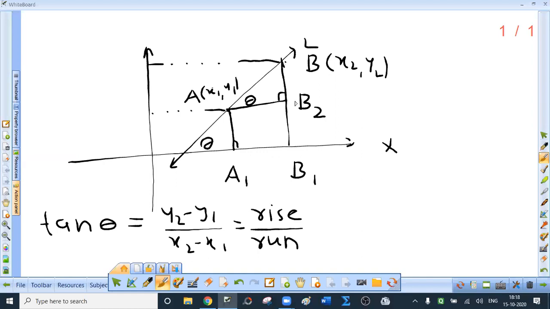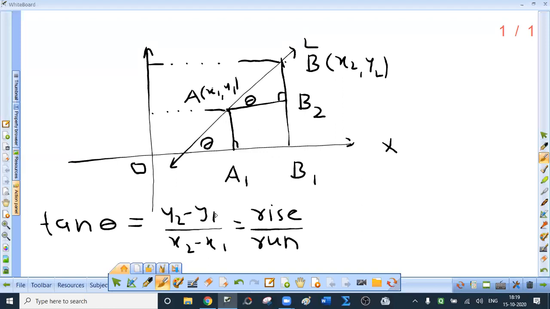The distance of the point B from the x-axis, which is the y coordinate of B, y2, less B2B1. B2B1 is nothing but AA1, opposite sides of the rectangle. Now AA1 is the distance of the point A from the x-axis, which is the y coordinate of A, y1, so y2 minus y1. Similarly, by drawing perpendiculars on the y-axis, we can prove that this distance AB2 is nothing but OB1, which is the x coordinate of B, x2, minus OA1, which is the x coordinate of A, that is x1.